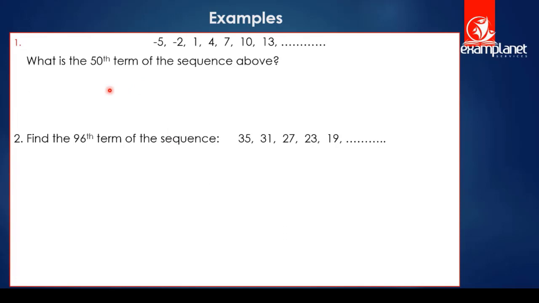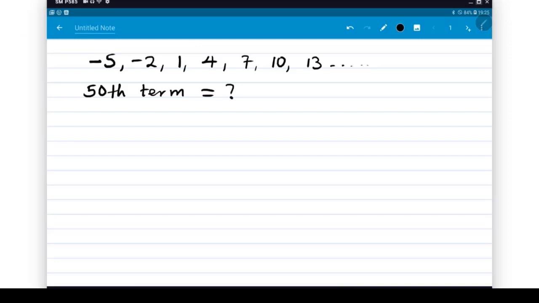Example 1 says minus 5, minus 2, 1, 4, 7, 10, and 13, and so on. Now, what is the 50th term of the sequence above? Okay, now let's see how we answer this question using the formula of the nth term. The question is asking us to find the 50th term of this sequence: minus 5, minus 2, 1, 4, 7, 10, 13, and so on.